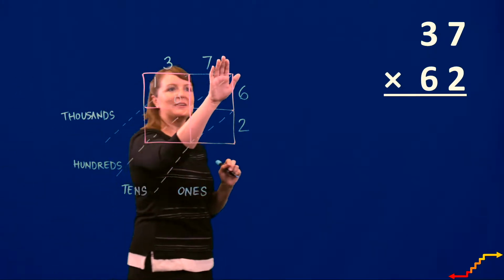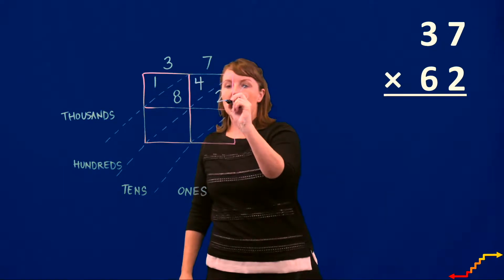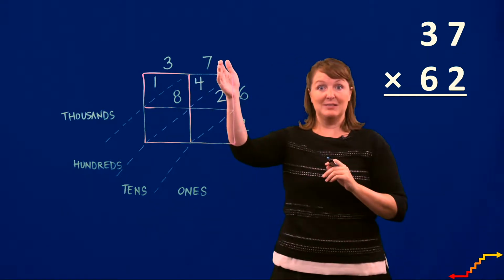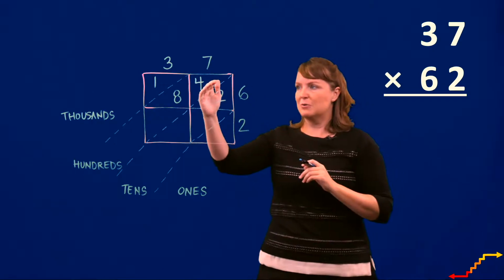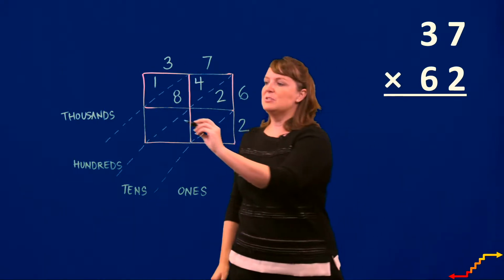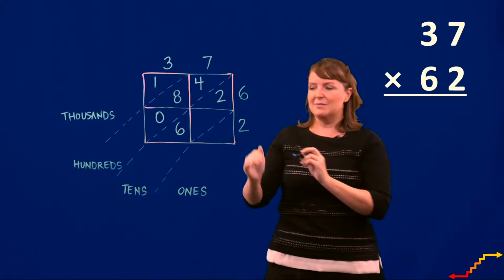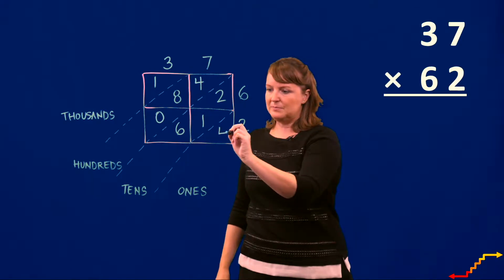Now let's multiply here. 7 times 6. 7 times 6 is 42, or the interpretation of this is 7 times 60, which would be 420. 3 times 2 is 6. I'll put in a 0 there, and 6. And 7 times 2 is 14.